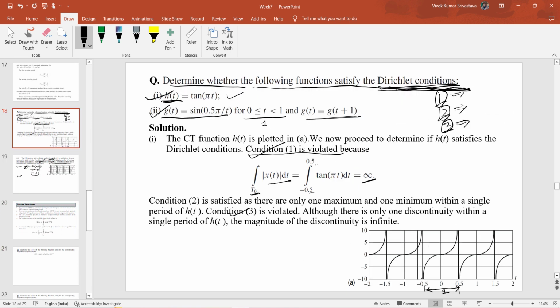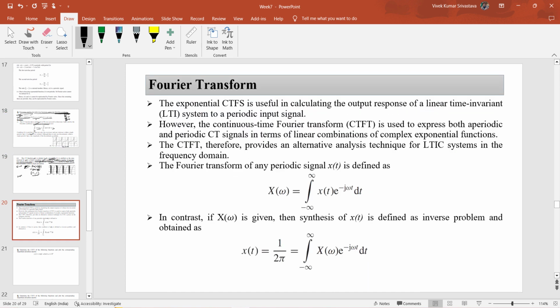That is how you can determine whether a signal satisfies the Dirichlet condition or not. So, moving to the next topic, that is the Fourier transform.